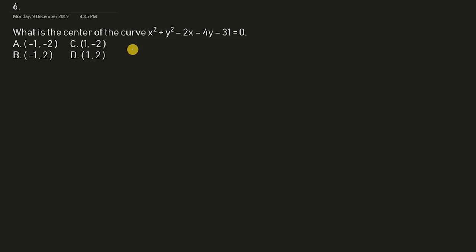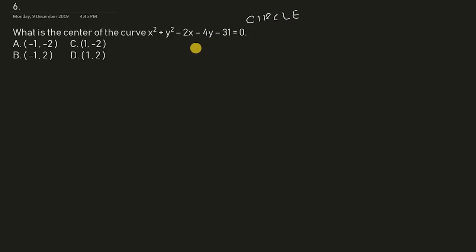Problem number 6. Sabi dito, guys, what is the center of the curve x squared plus y squared minus 2x minus 4y minus 31 equals 0? Again, first step, i-identify kung anong curve to para alam natin kung saan tayo napupunta. Ma-identify natin na this is a circle since ang x squared at y squared ay positive and parehas sila ng coefficients. So, this is a circle. Alright? So, ano daw yung center ng circle na to?